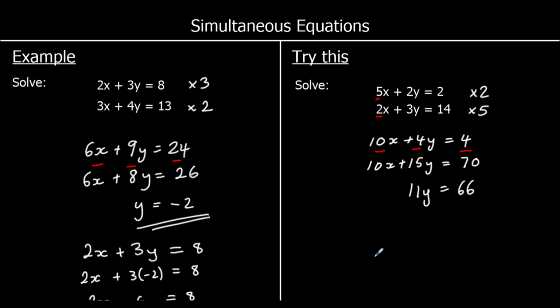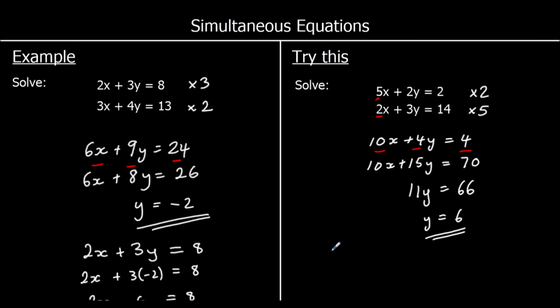If you did it the other way around and got negative 11y equals negative 66, that's not a problem. It just means that when you do a negative divided by a negative, it will become a positive again. Divide both sides by 11, so y is 6.